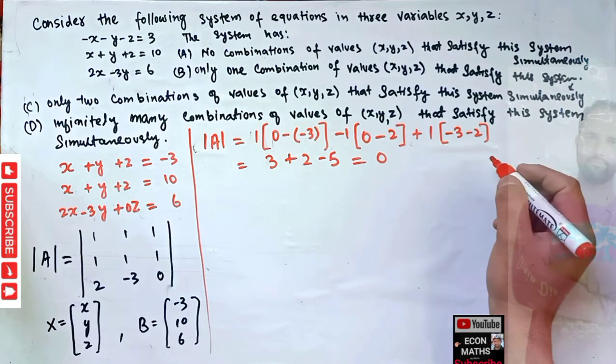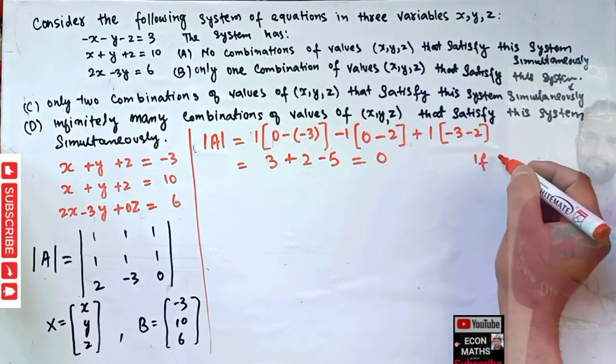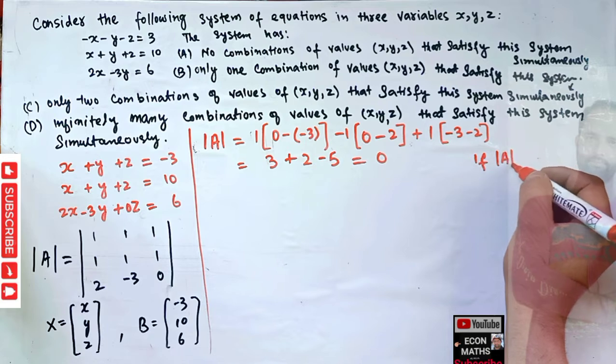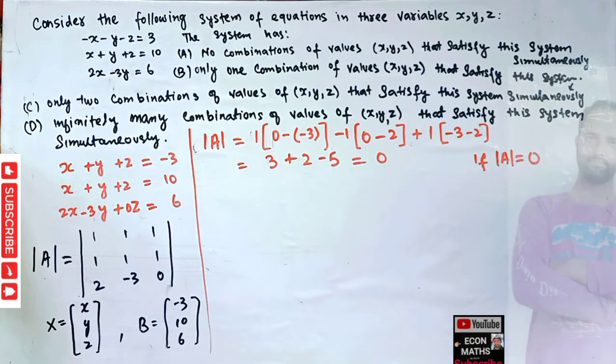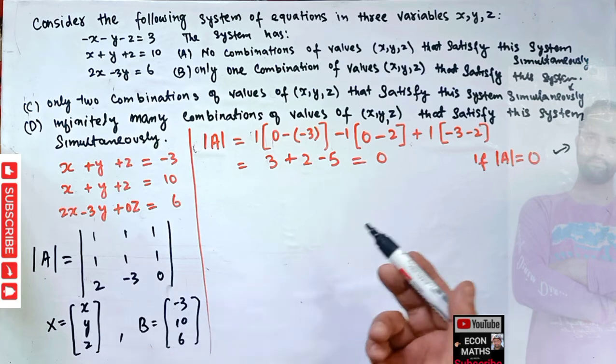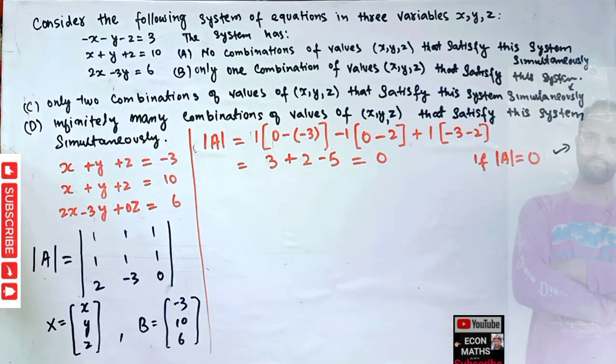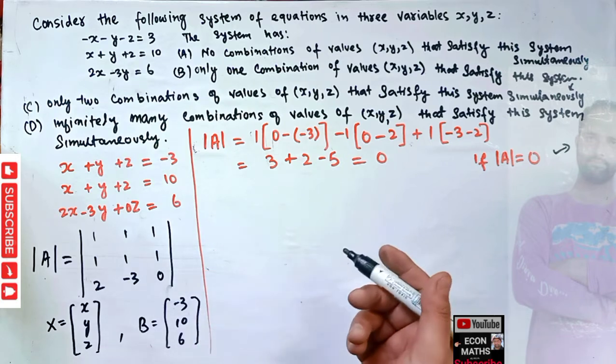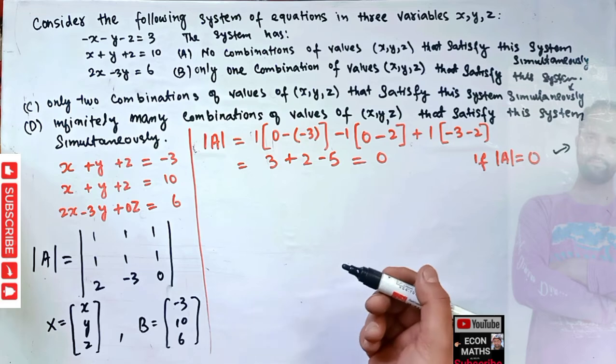Okay, so if the determinant is equal to 0, first we need to find the value of the determinant. It came out to be 0. Then we need to find the determinants of the other matrices, what we call A1, A2, and A3. I explained this Cramer's rule in an earlier video. You can check that also. I will not be able to give the detailed explanation here.